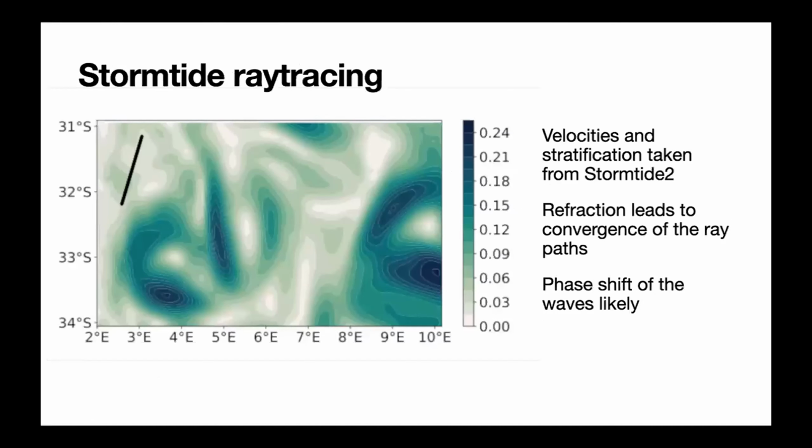And now I again have my velocity field from the model, so my 3 eddies and multiple different filaments.